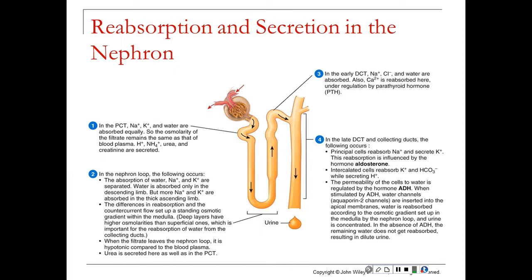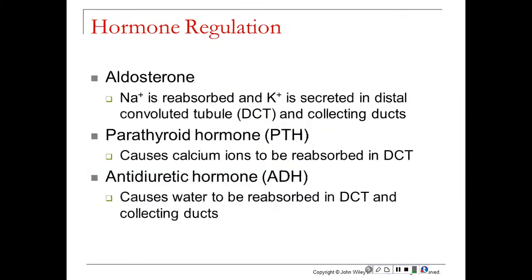The permeability of cells to water is regulated by antidiuretic hormone. When antidiuretic hormone is present, water channels are inserted. If you remember, water channels are special transport proteins embedded in the plasma membrane. So the presence of ADH is going to tell the cells to make more of these special proteins by doing protein synthesis, and those special transport proteins are going to be embedded in the cell membranes and cause the reabsorption of water on this last stop in our nephron before the urine is formed.